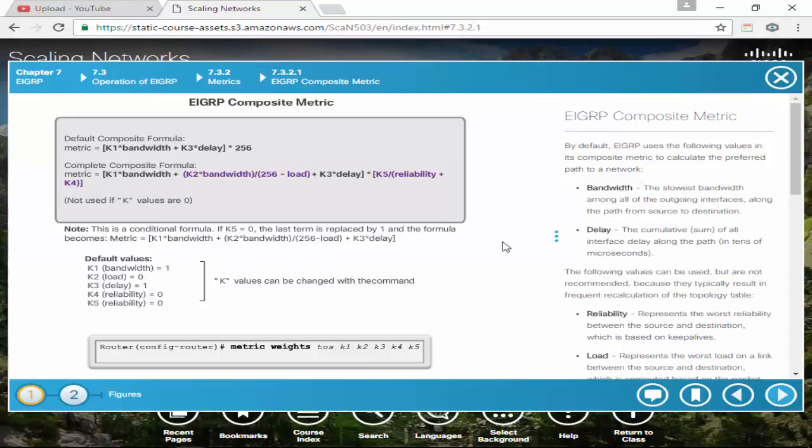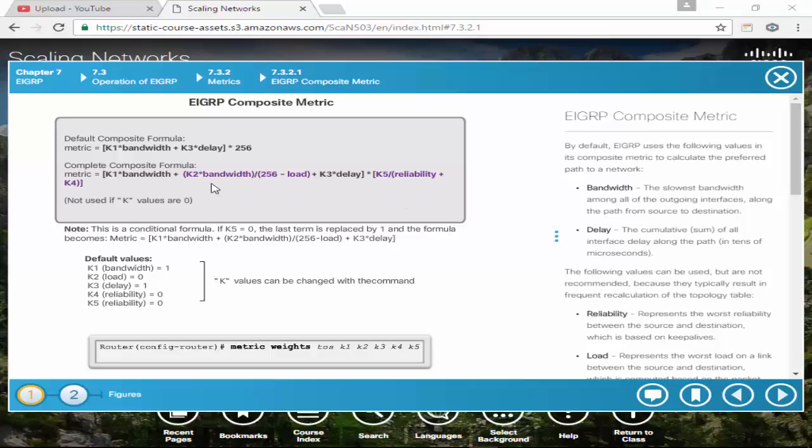Alright, so now the metric. How we calculate it. This is a good one. So to find our metric, we multiply K1 times the bandwidth plus K3, the delay, multiplied by 256. Sorry, I said divided.